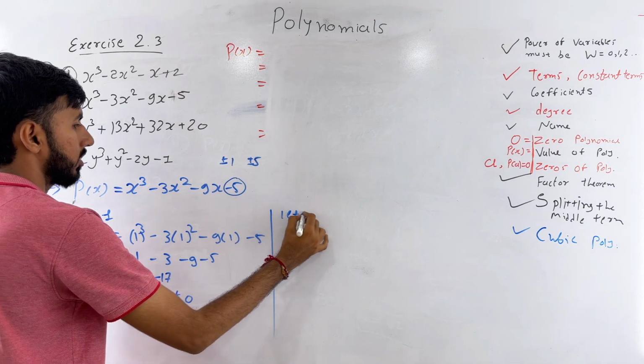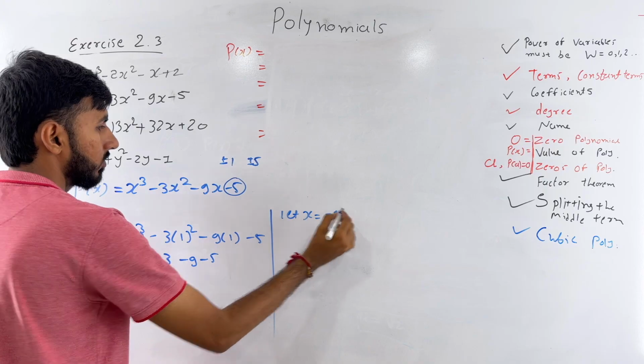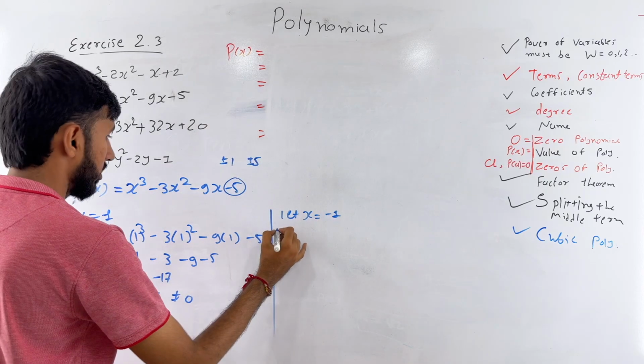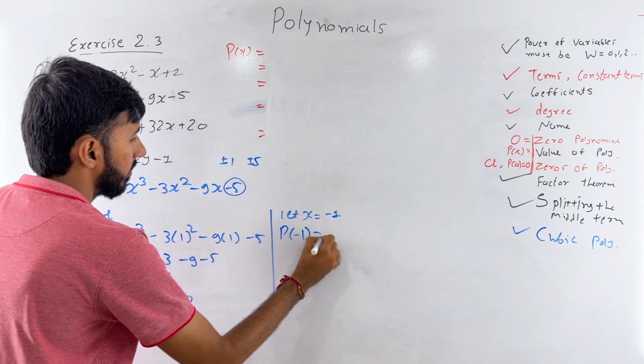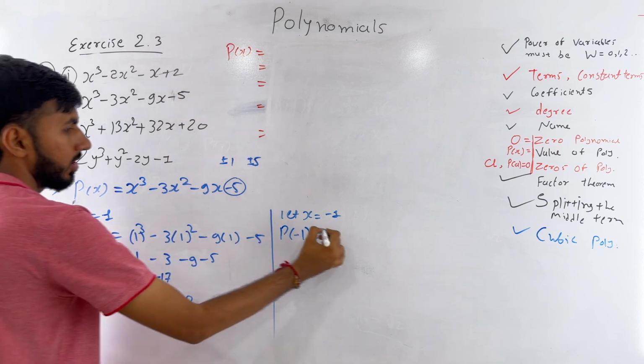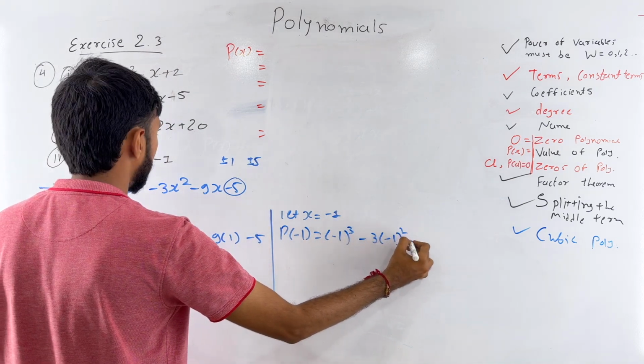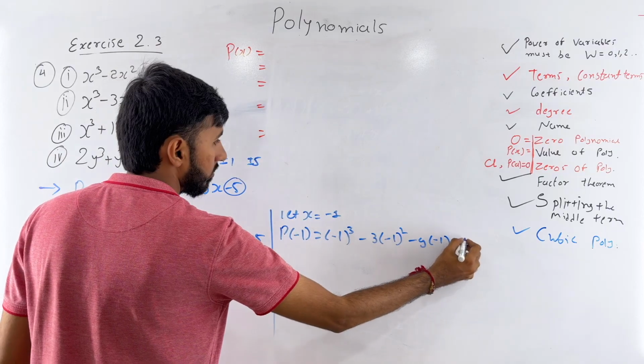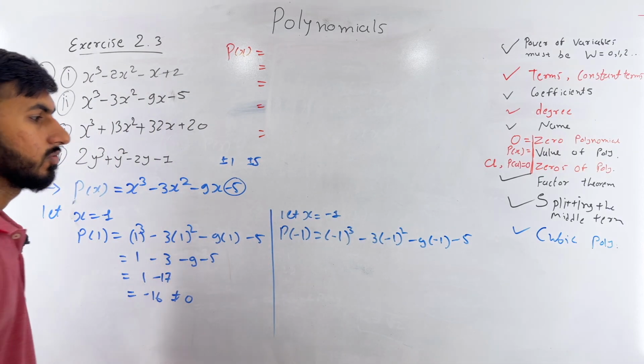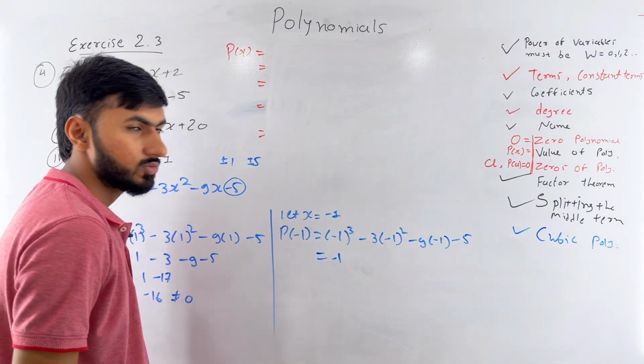So let us take x is equal to minus 1. Now if I take x equal to minus 1, my p of minus 1 will be minus 1 cube minus 3 bracket minus 1 square minus 9 bracket minus 1 minus 5, right? Now minus 1 cube will be minus 1.